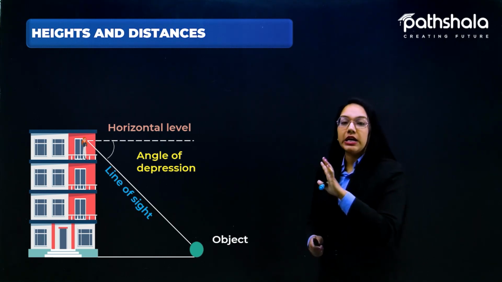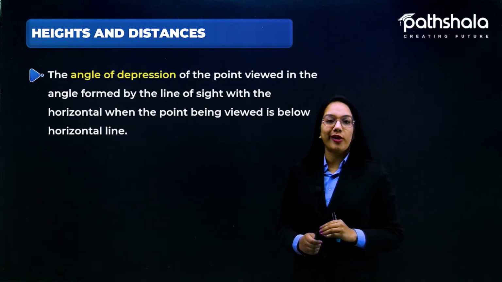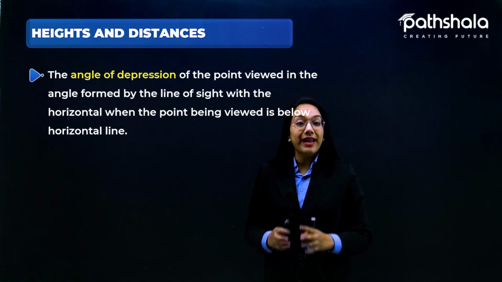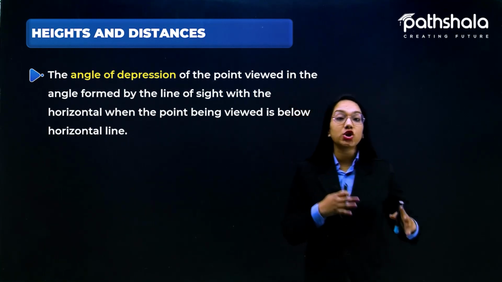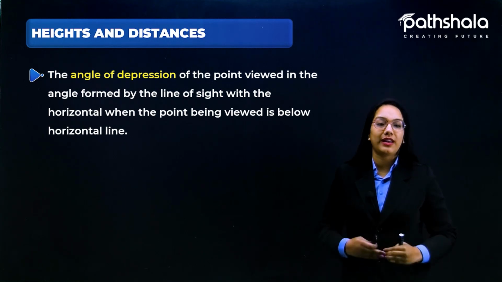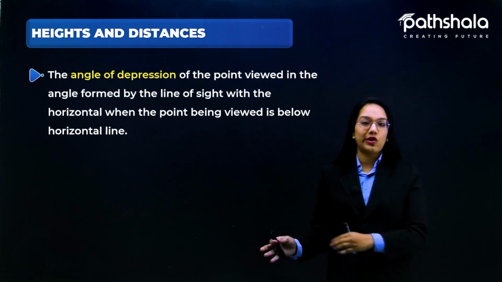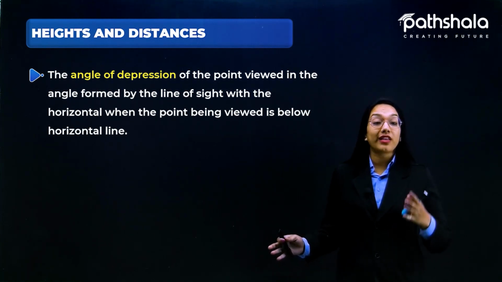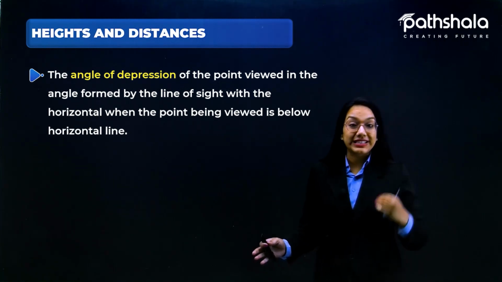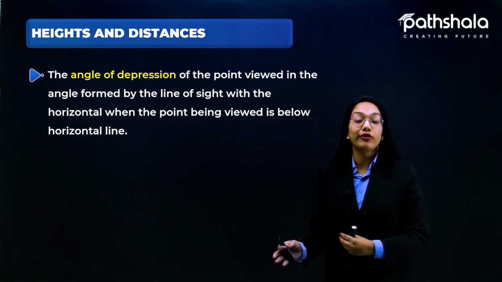If I generalize this whole concept, then I can say that the angle of depression of the point viewed is the angle formed by the line of sight with the horizontal when the point being viewed is below the horizontal level. As you can see in the previous case, the object was below the horizontal level. So we can say the angle so formed is nothing but the angle of depression.